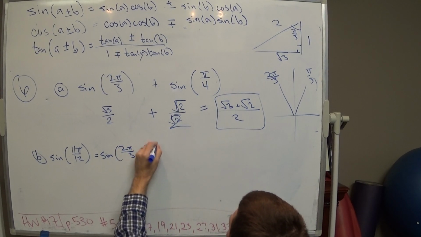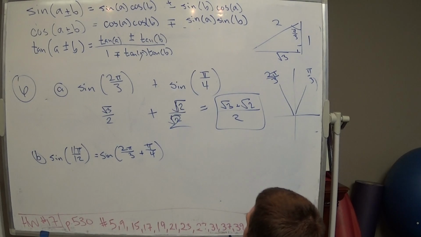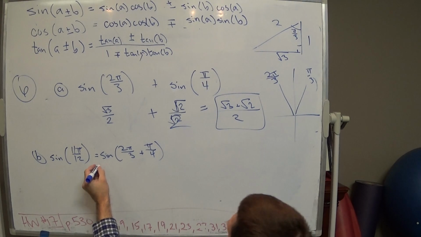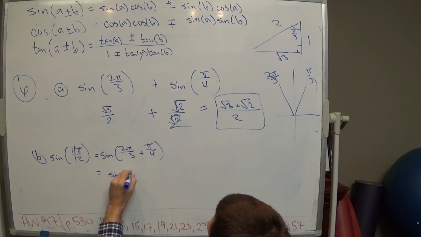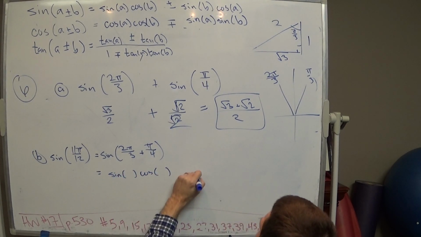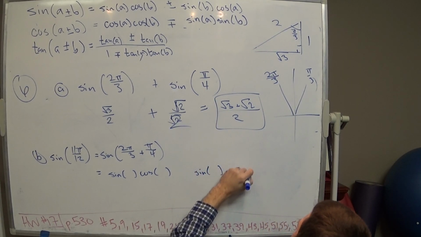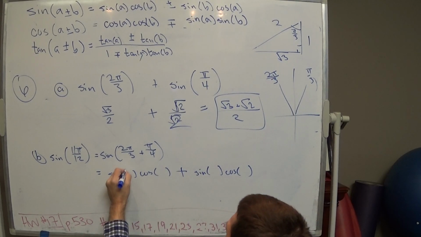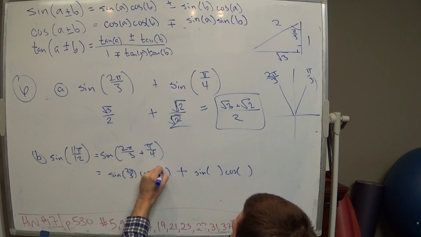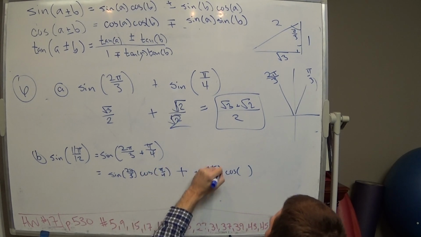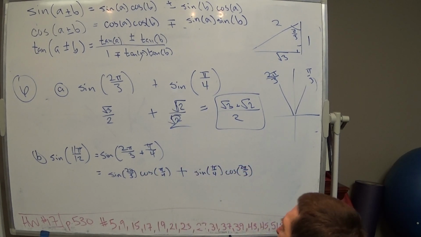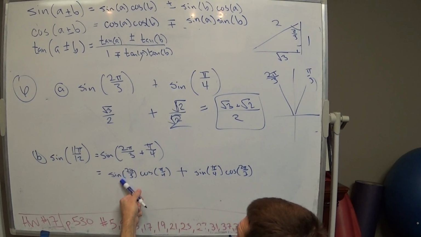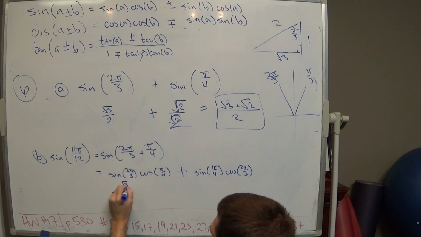So now we can compute them added together. It's right up on the board. Sine is the one that goes sine cos, sine cos. Sine is the same, so it's plus. Now it's sine 2 pi over 3, cosine pi over 4, plus sine pi over 4, cosine 2 pi over 3. We just did that one: sine 2 pi over 3 was root 3 over 2, right? Yeah.